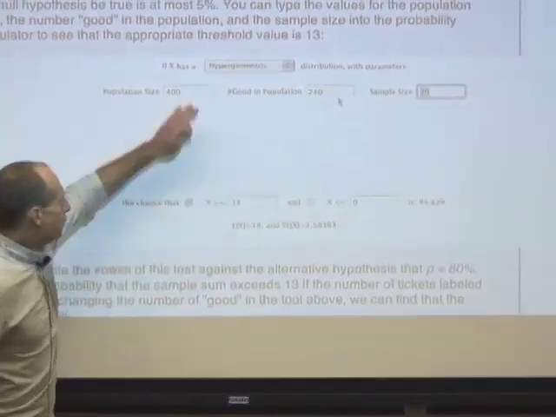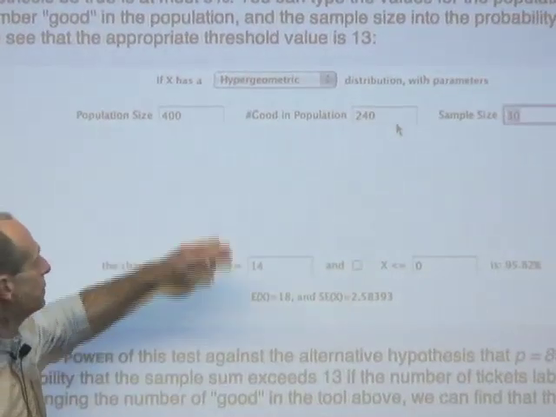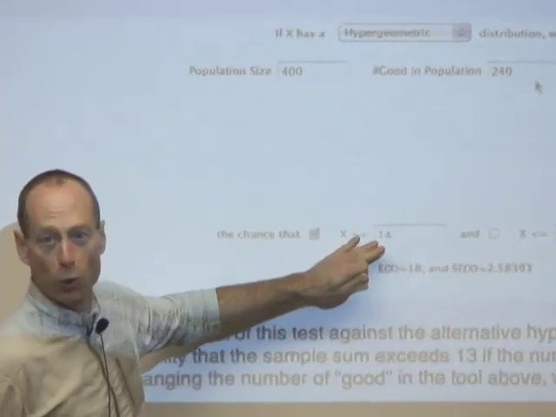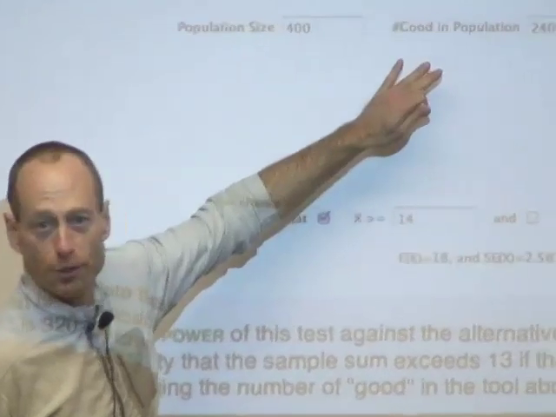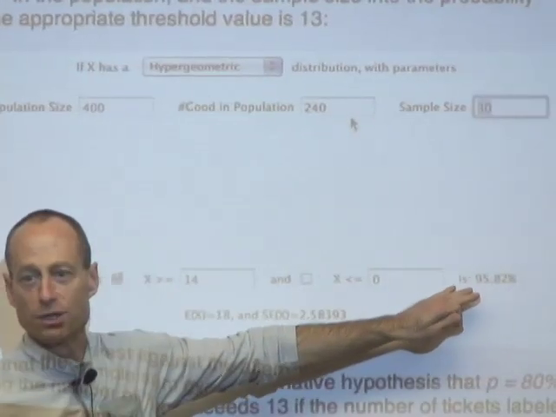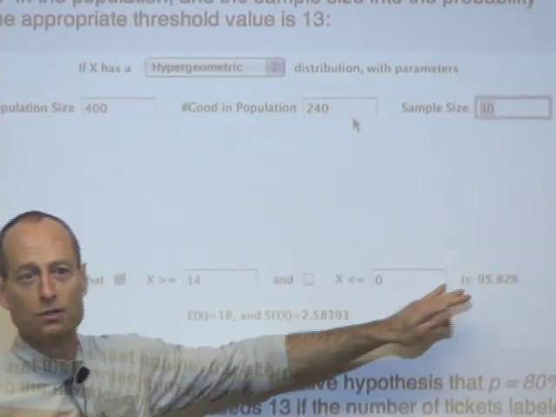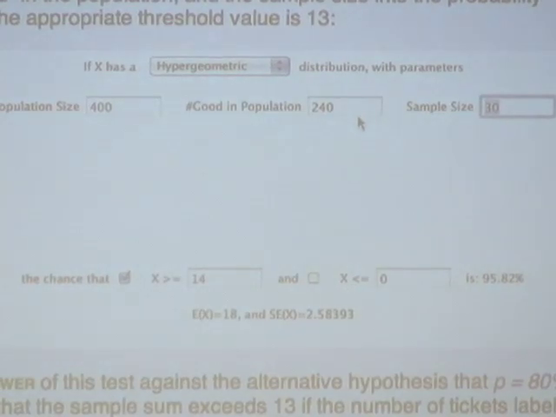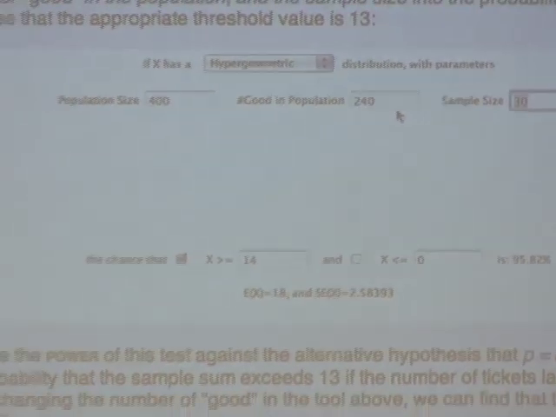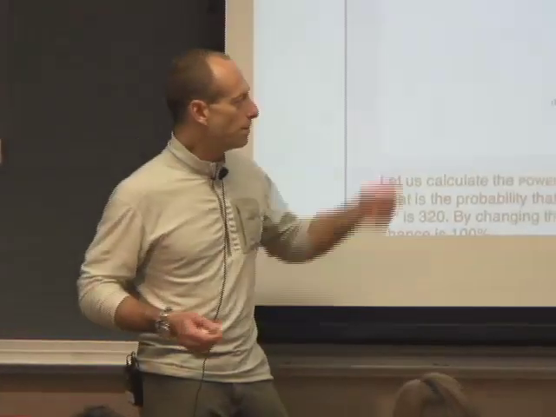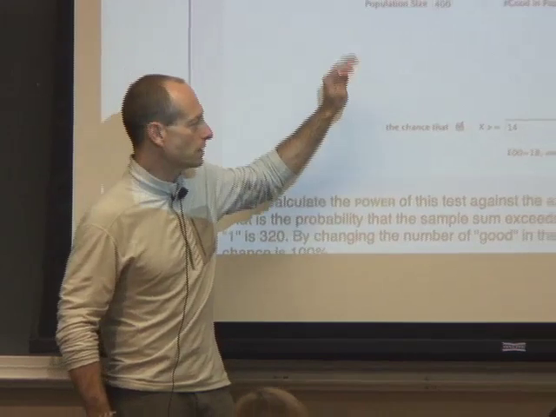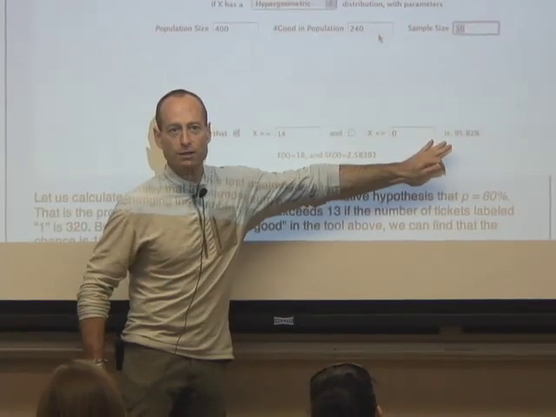Okay, so what's the chance I reject the null hypothesis if this alternative hypothesis is true? It's the chance that I would get 14 or more ones in the sample if, in fact, there's 240 ones in the box. That chance is almost 96%. Okay? So this test would have significance level 5%. In fact, significance level a little smaller than that, 3.8 or whatever that number was. And the power against the particular alternative hypothesis that there's 60% ones in the box would be 95.8%.